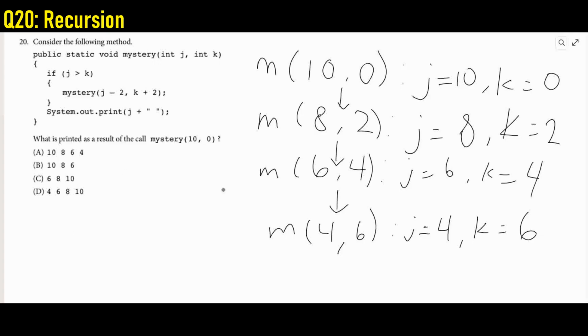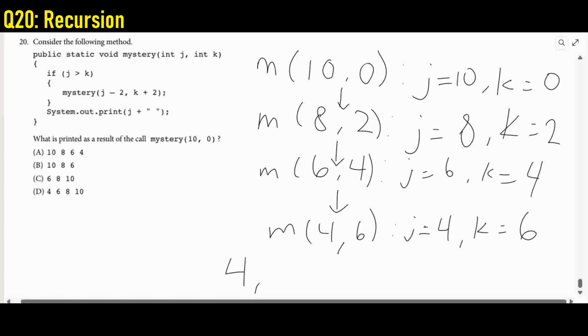Now for this call, 4 is not greater than 6, and so we're going to skip this recursive call and go into the print statement, which is going to just print out j and then a space just for printing purposes, but we're more interested in j. And so for this call, j is 4, and so we're going to print that out. Or we don't need a comma, since we're just going to use a space to print. And so this recursive call is done.